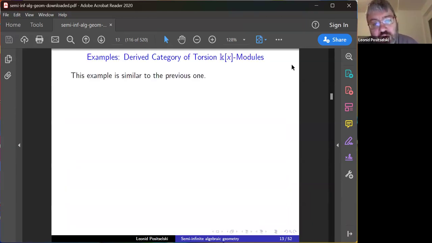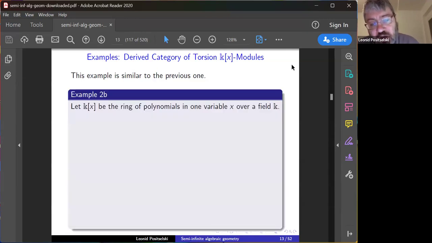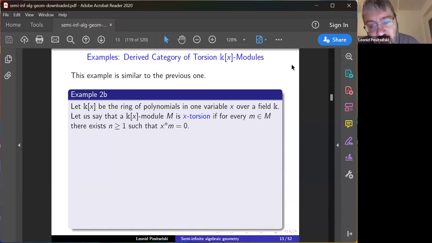Derived category of torsion k[x]-modules. This example is similar to the previous one. So let k[x] be the ring of polynomials in one variable x over a field k. Let's say that a k[x]-module M is x-torsion if for every m in M, there exists n greater or equal to 1, such that x to the power n multiplied with m is 0.